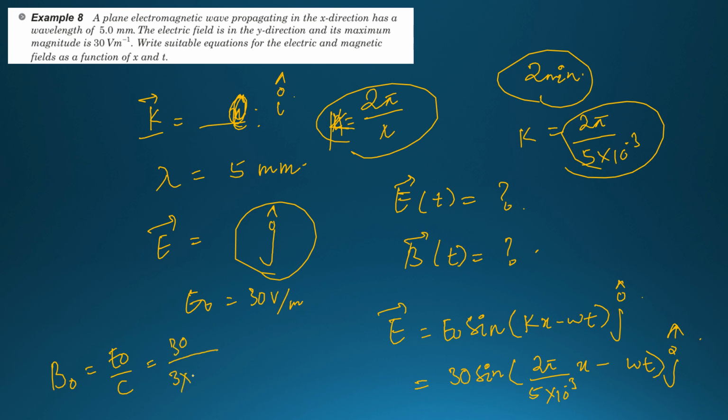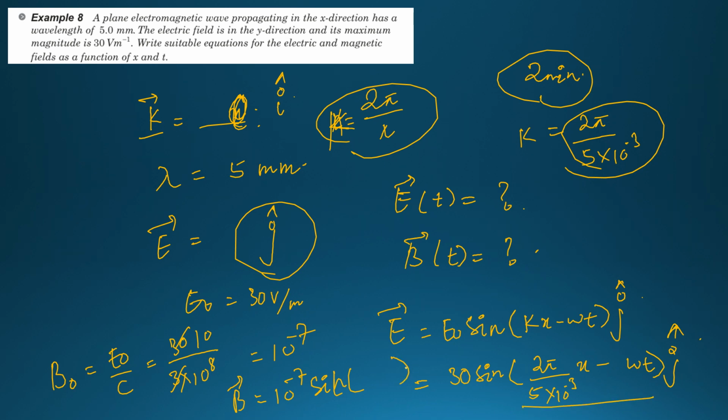C is 3 into 10 to the power 8. So that is 10 by 10 to the power 8, that is 10 to the power minus 7. So B is what? 10 to the minus 7 sine, and exactly the same thing here.